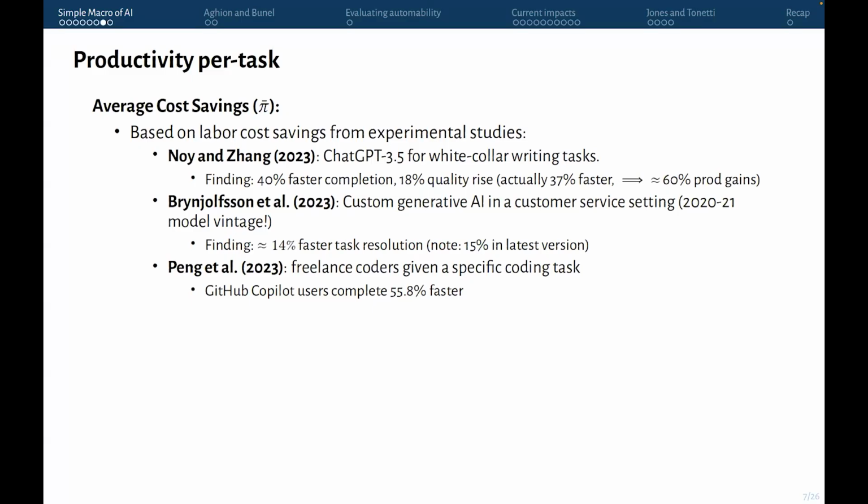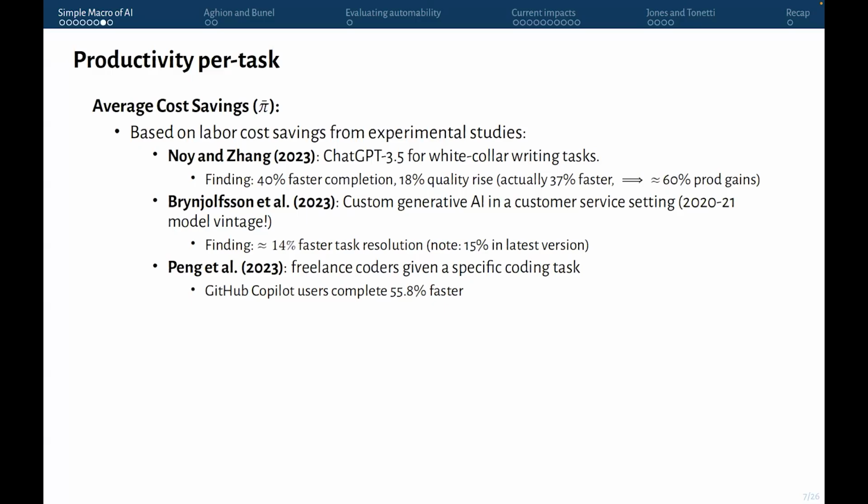The next study he uses is the Brynjolfsson et al. one, which Eric talked about yesterday, where they were using a custom generative AI in a customer service setting. That study was used with 2021 large language models, so really not even close to state of the art. Acemoglu uses their number of 14% faster task resolution as the cost savings. It is 15% in the latest version, I'm just being nitpicky.